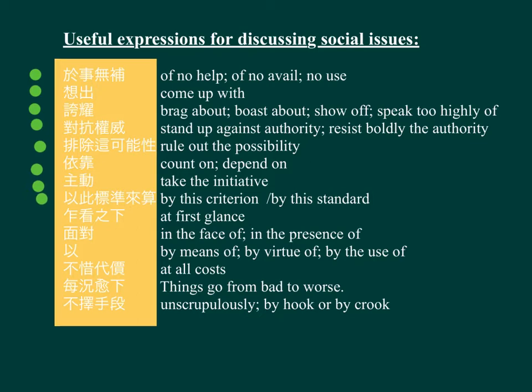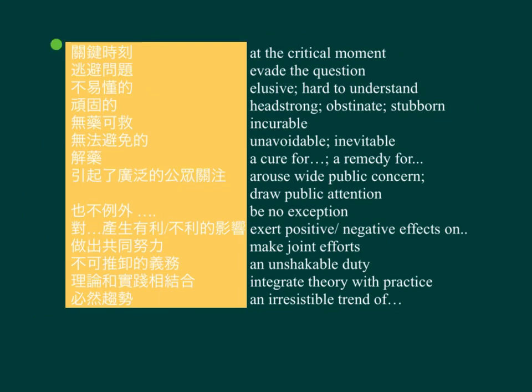對此標準來算: by this criterion, by this standard. 乍看之下: at first glance. 面對: in the face of, in the presence of. 以: by means of, by virtue of, by the use of. 不惜代價: at all costs. 每況愈下: things go from bad to worse. 不擇手段: unscrupulously, by hook or by crook. 關鍵時刻: at the critical moment. 逃避問題: evade the question. 不易懂的: elusive, hard to understand. 頑固的: headstrong, obstinate, stubborn. 無藥可救: incurable.